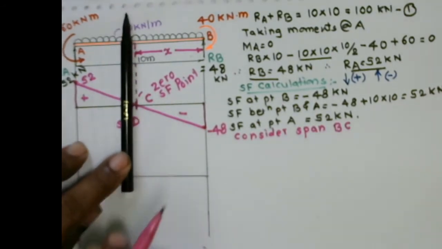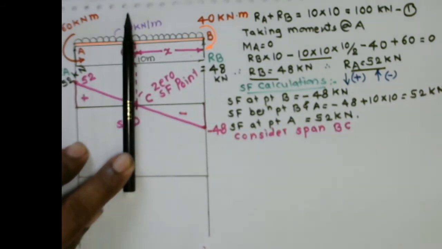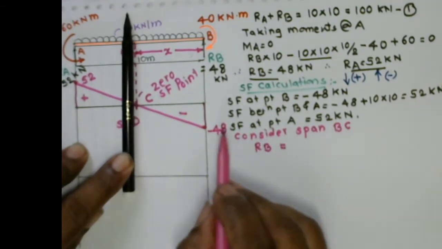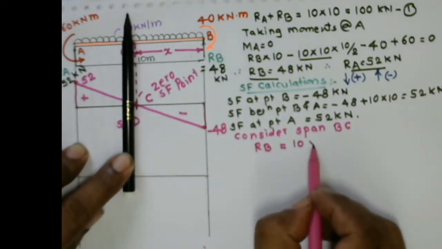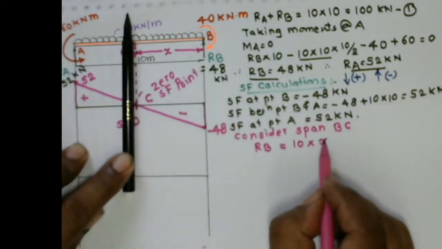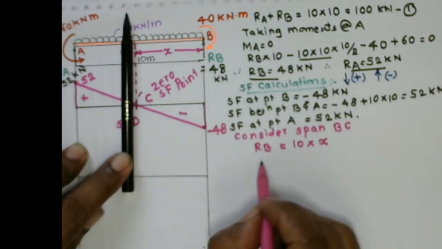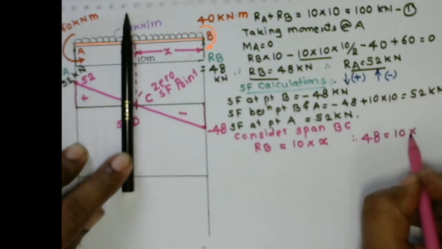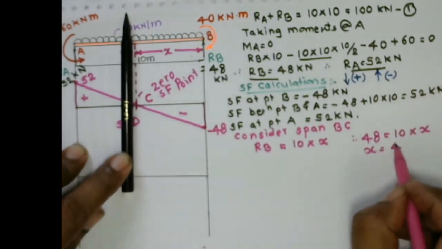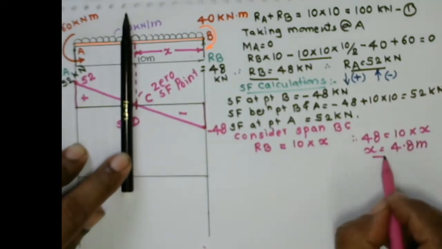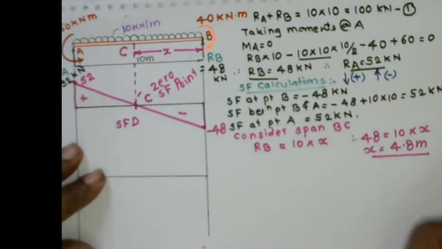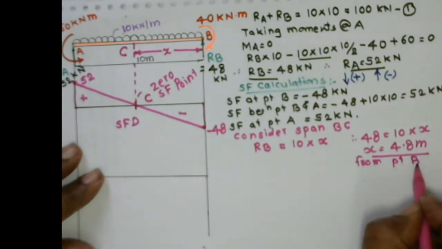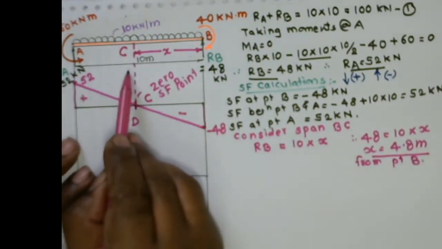So upward forces are equal to downward forces. Upward force here is only RB, and the downward force is the UDL of 10 acting over span BC, which is x. So RB is equal to 48, therefore 48 is equal to 10 into x. So x is equal to 4.8 meter from point B. You may write here from point B; you may calculate from point A also.